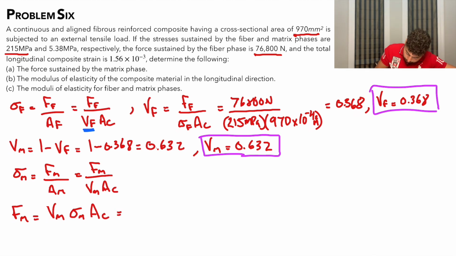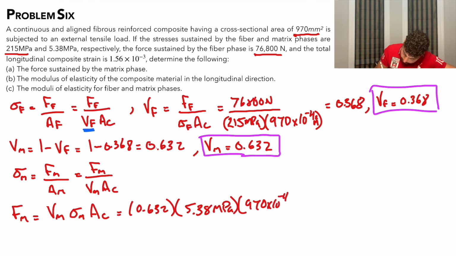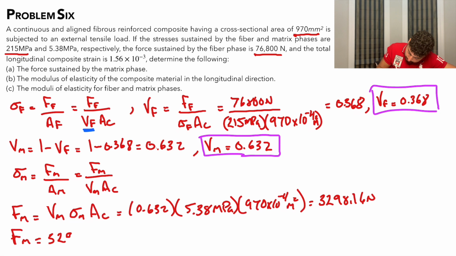And that's going to be equal to 0.632 times the stress on the matrix, which is 5.38 megapascals, times 970 times 10 to the minus 4, and that's again meters squared. And that's going to give us a force on the matrix of 3,298.16 newtons. So simply, the force on the matrix is equal to 3,298 newtons.